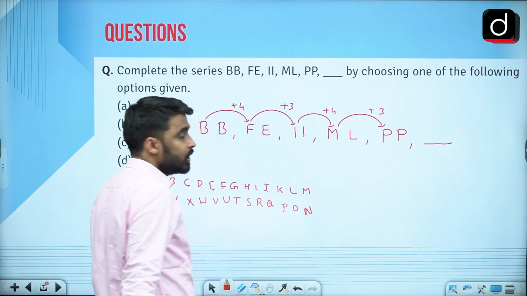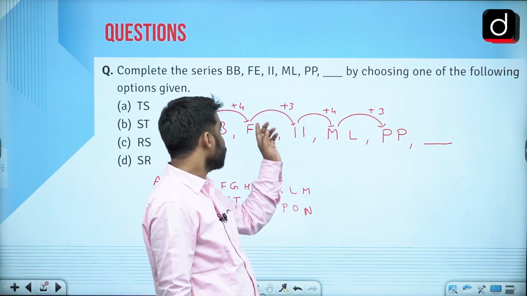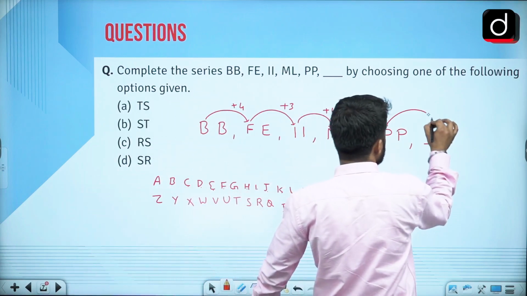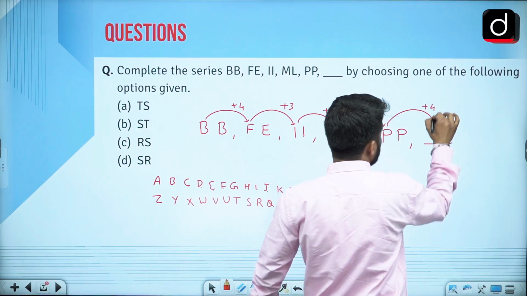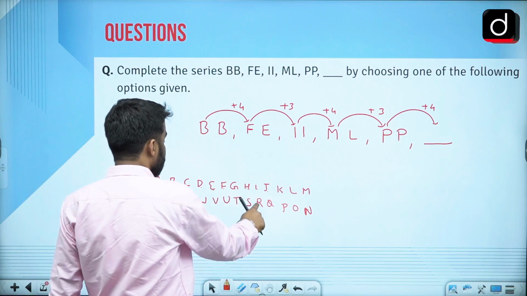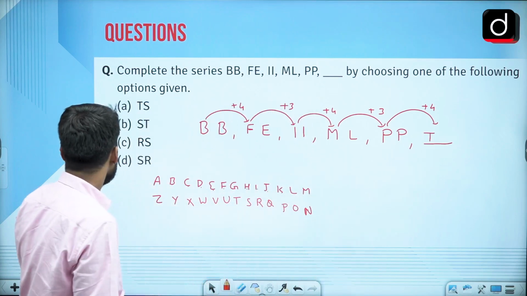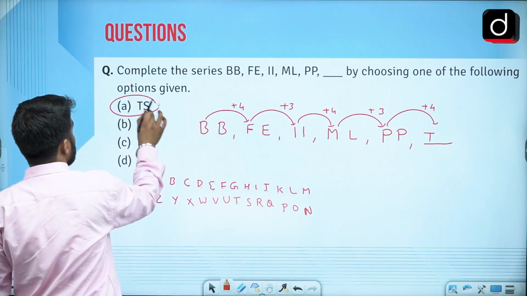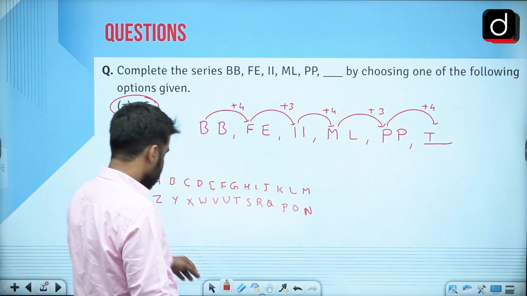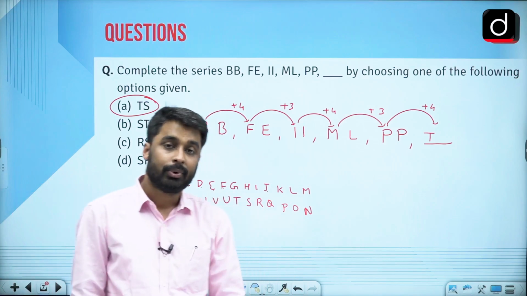And from M to P, 1, 2, 3, it was plus 3. See, from the first letter to the first letter of the next term, the gap was behaving in alternate sequence, plus 4, plus 3, plus 4, plus 3. So for the next term, the first letter would be at plus 4 gap. So from P at a plus 4 gap, 1, 2, 3, 4, it should be T. And how many options start with T? Only one option starts with T. So my answer would be option A. Let's see whether our answer was correct. Yes, absolutely correct.